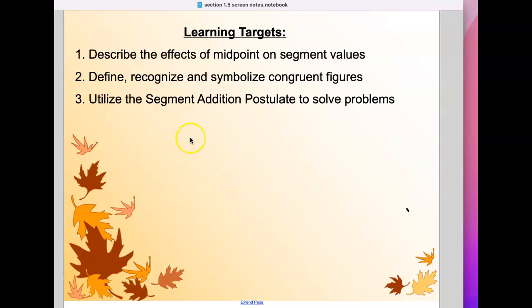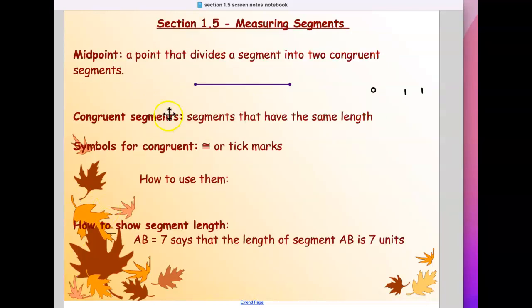Today's lesson is on congruent segments and midpoints and how to recognize what congruent figures look like in the world of geometry. So this is section 1.5. We'll start with the definition of what a midpoint is.